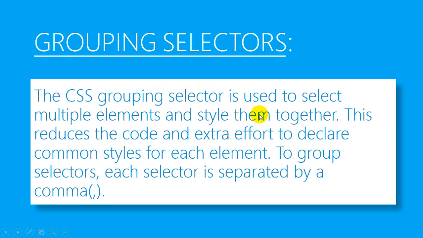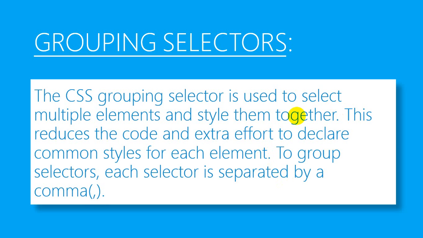Okay, then what is the benefit of doing this? At the starting of this lecture, I told you that it will reduce your time and your coding. So this reduces the code and extra effort to declare a common style for each element. Means if you have 10 elements, 5 elements, 100 HTML elements, and you want to apply the same style, instead of writing code for individual elements, you can group them and use grouping of selectors to apply the same effect in one line of code.